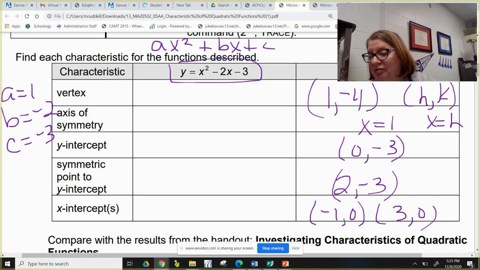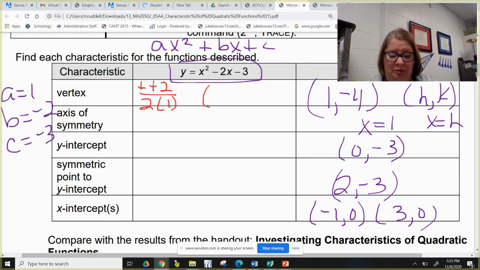Now, what does your chart say for the vertex? It says -b over 2a. So b is negative 2, negative b over 2a. What happens to that minus minus? So that's 2 over 2. What's 2 over 2? That's 1. Now, what does it say? To find our vertex, remember we have to have an x-coordinate and a y-coordinate. So how do we find that? Look at your chart. It says find negative b over 2a and then plug that into the equation to find y.